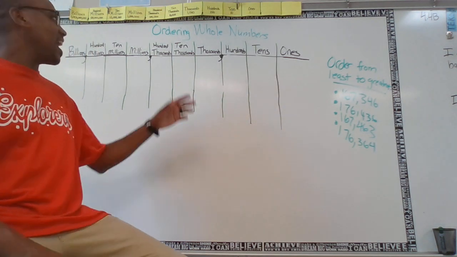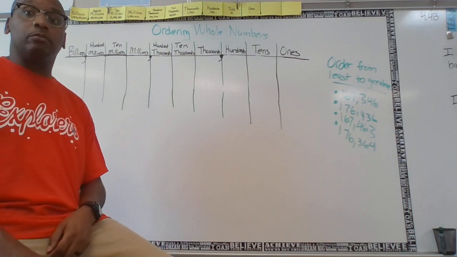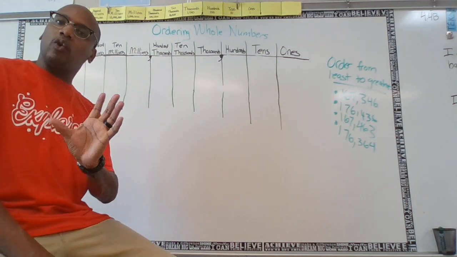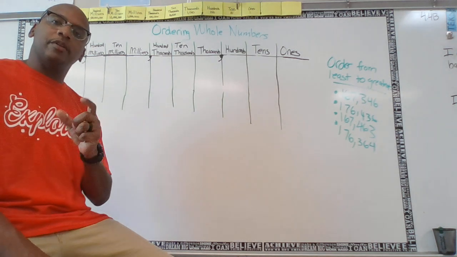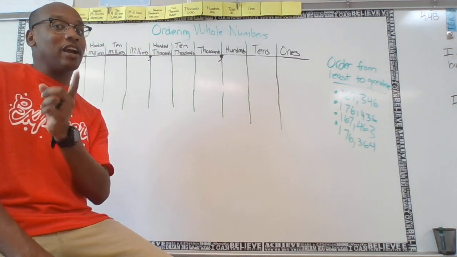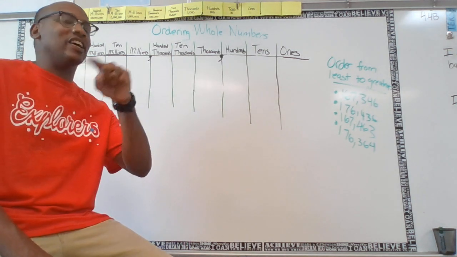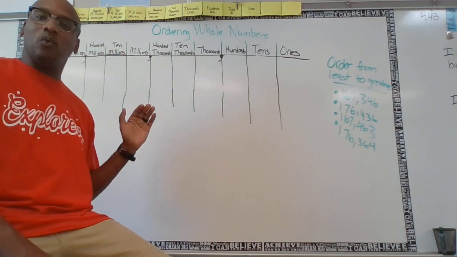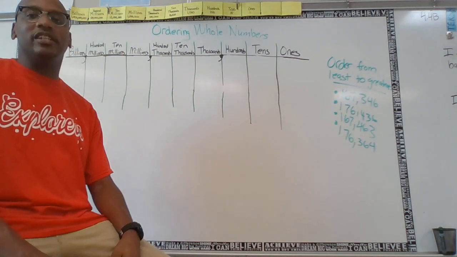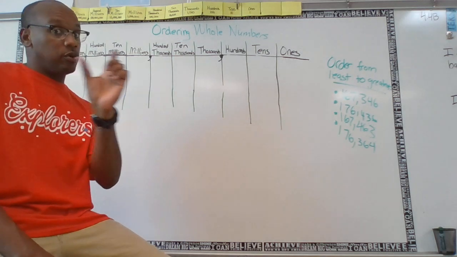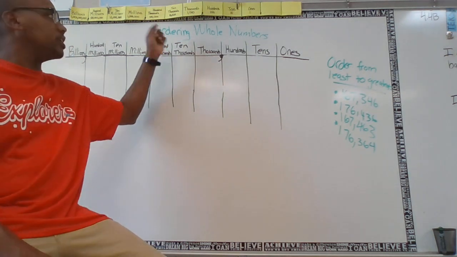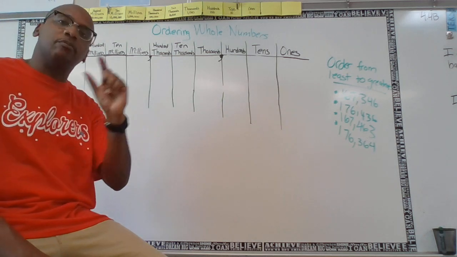I'm coming back and I'm teaching you about ordering whole numbers, right? To order means to arrange in a certain way. But here's the thing, you have to compare the numbers first in order to order them. So before you arrange them in a certain way, either least to greatest or greatest to least, you got to compare them first to see which one is least and which one is greater. But I want you to focus on ordering today. Ordering means to arrange them in a certain way.